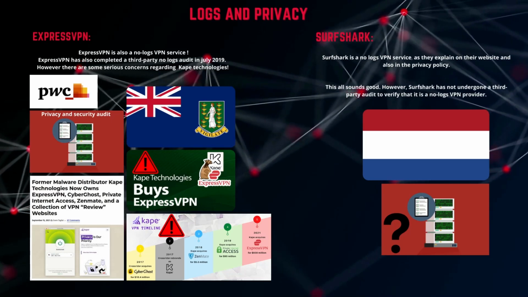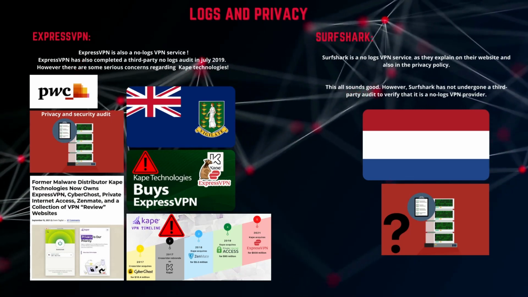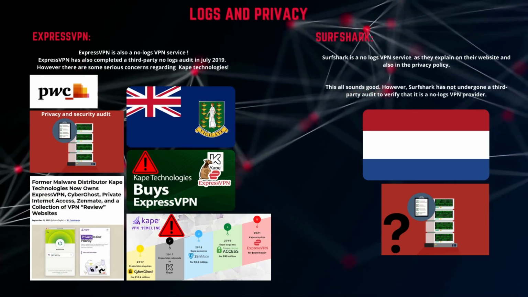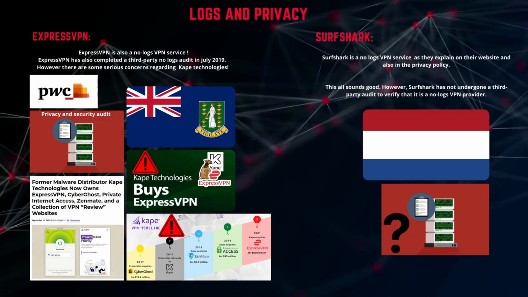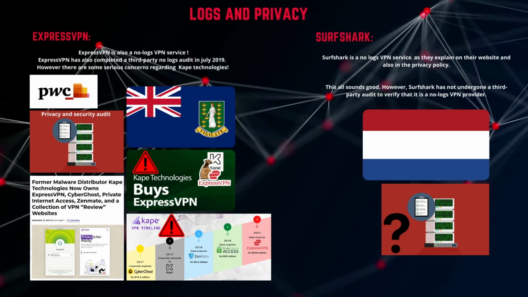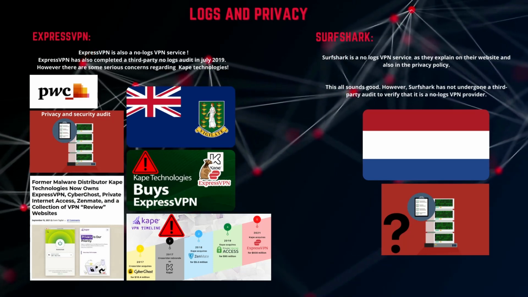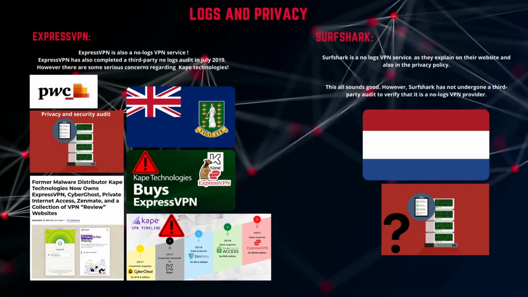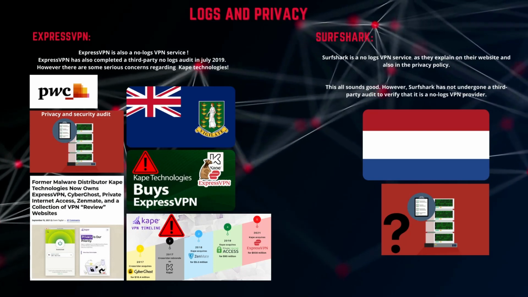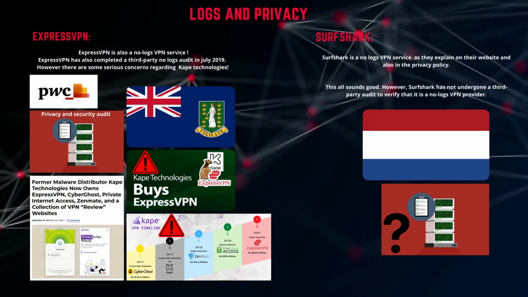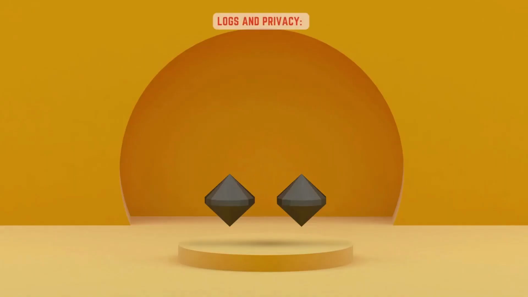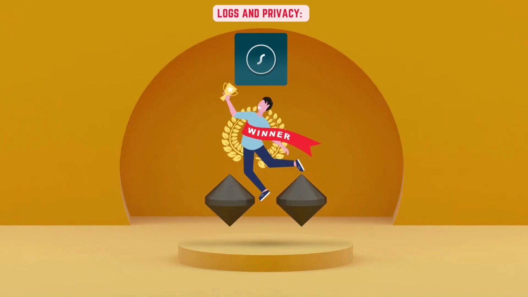Today, Express is based in the British Virgin Islands. Surfshark, however, is based in the Netherlands. While this is not an ideal privacy jurisdiction, being located in Europe, it's also not a horrible location either. Conclusion on privacy and logs: we simply cannot ignore that Kape Technologies bought Express. Logs and privacy winner is therefore Surfshark.